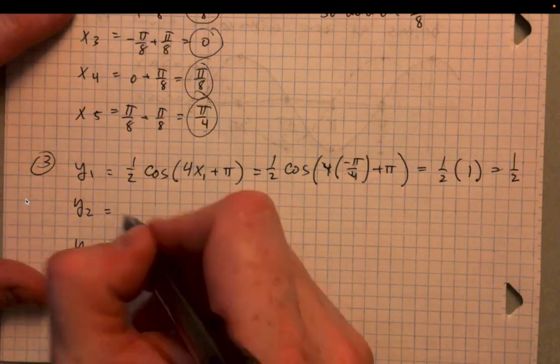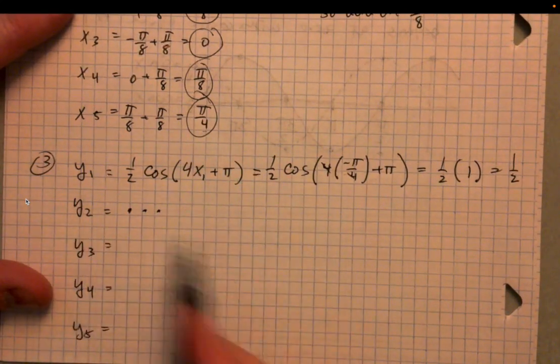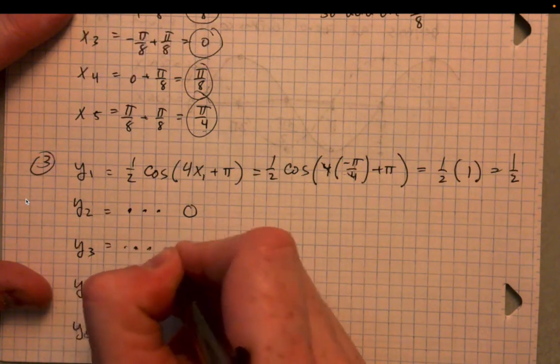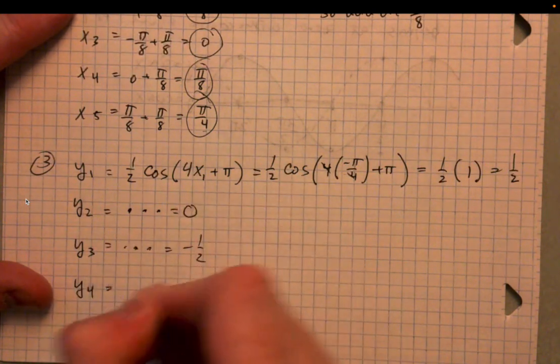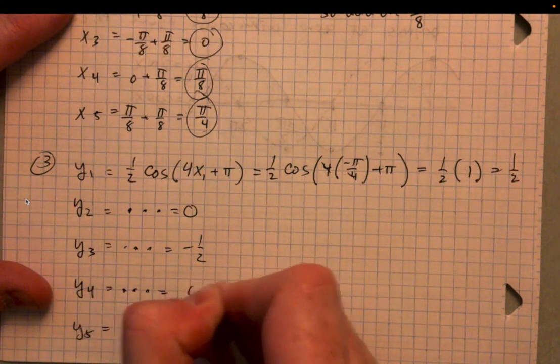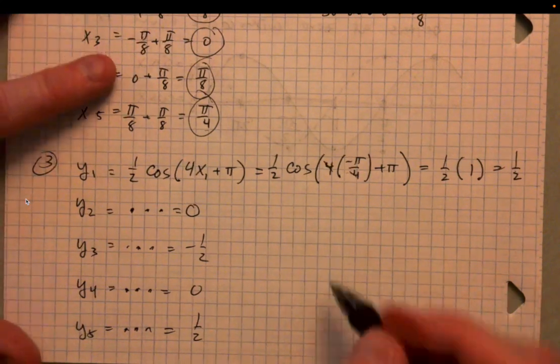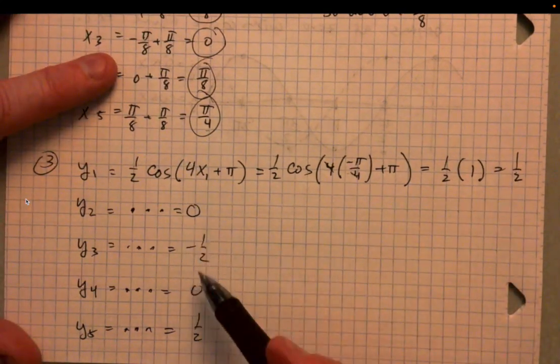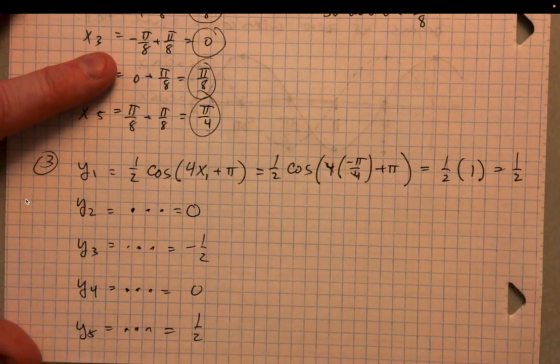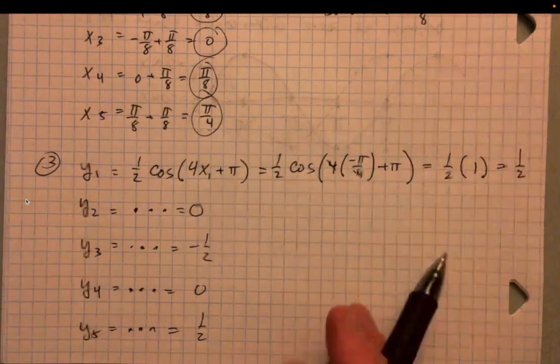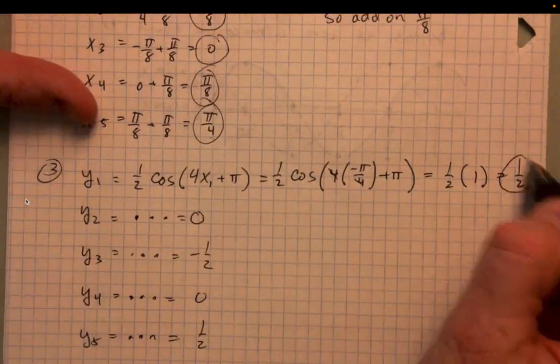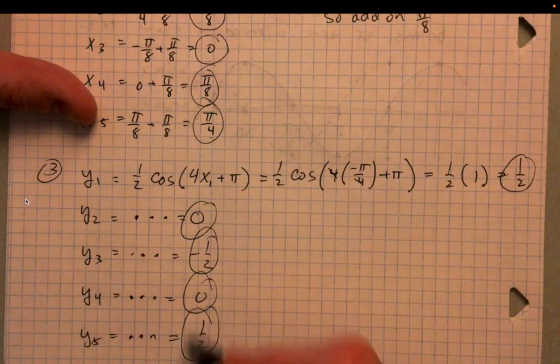You could do a similar exercise, and I encourage you to do so, but you'll see that this is equal to 0, and then this is equal to negative 1/2, this is equal to 0 again, and this is equal to positive 1/2. So we start at 1/2, we go to 0, then negative 1/2, then back to 0, and then back to 1/2. So we've got these 5 y values to plot.